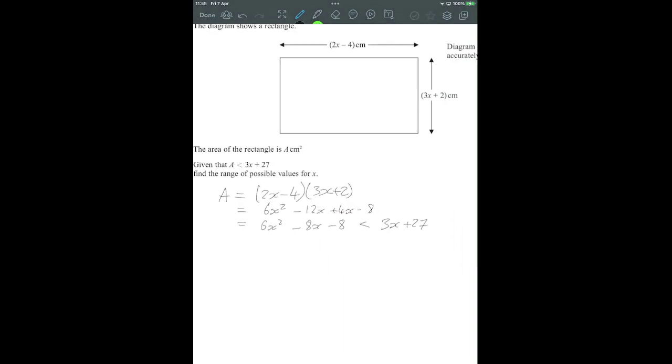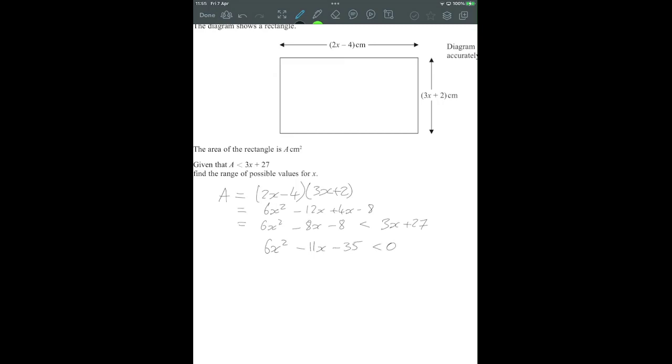So let's put it less than that. Well, now we can finally see what the question's actually about. This is a quadratic inequality. Quadratics, we know we should rearrange to compare them to 0.